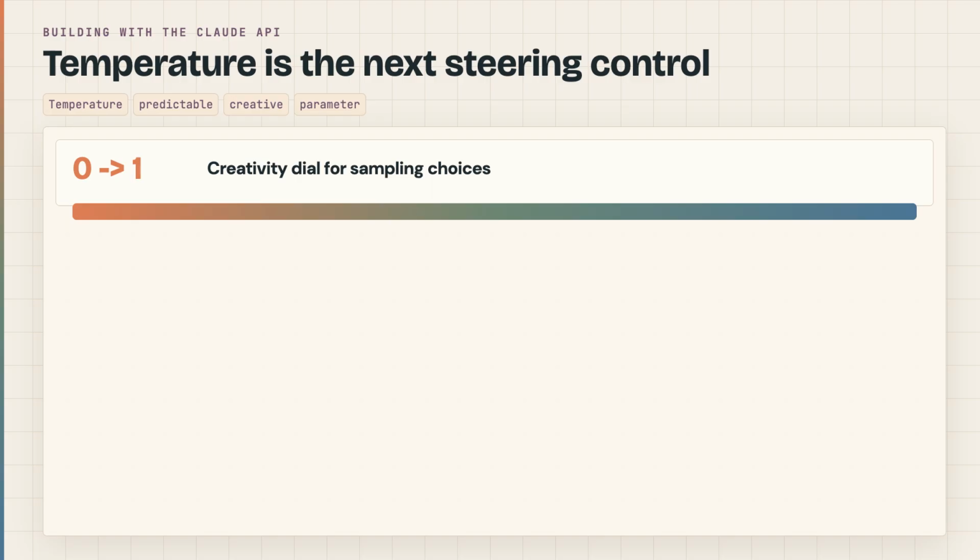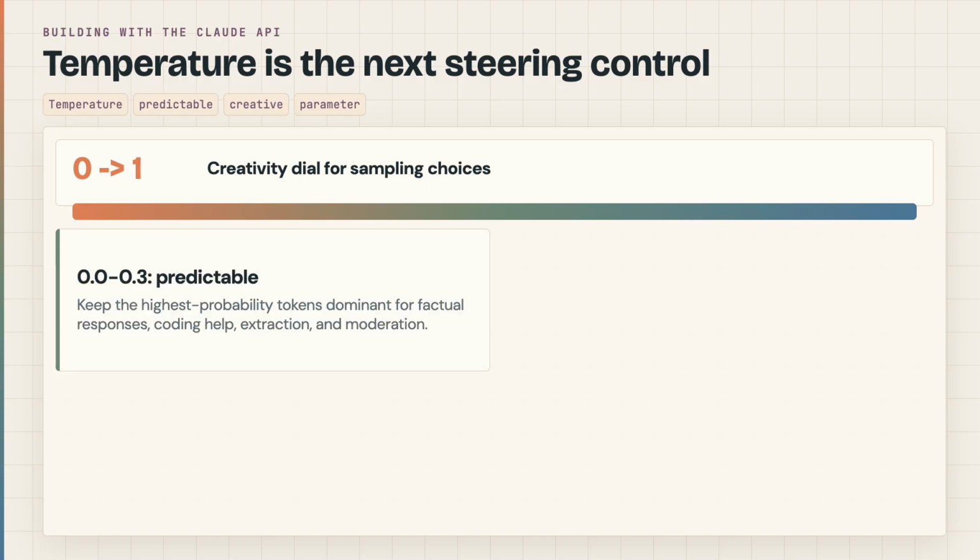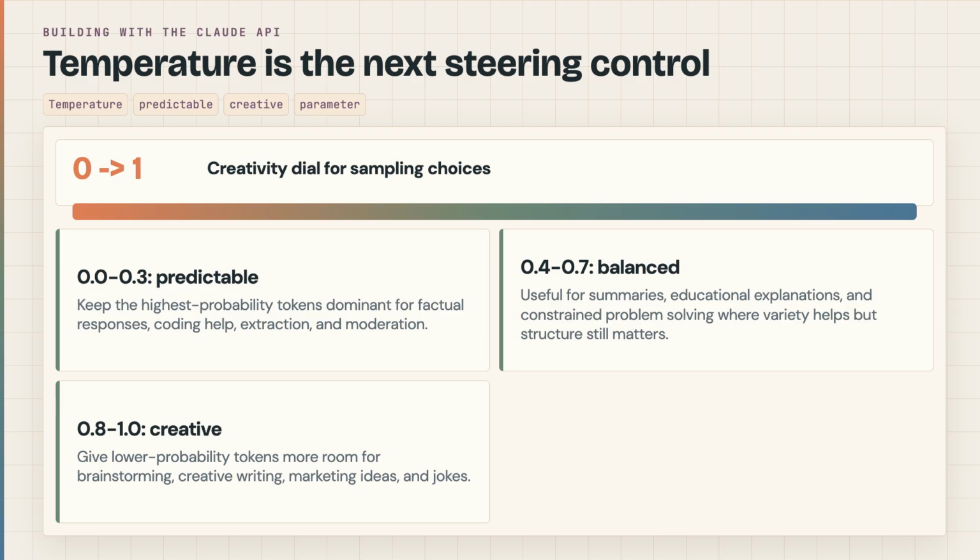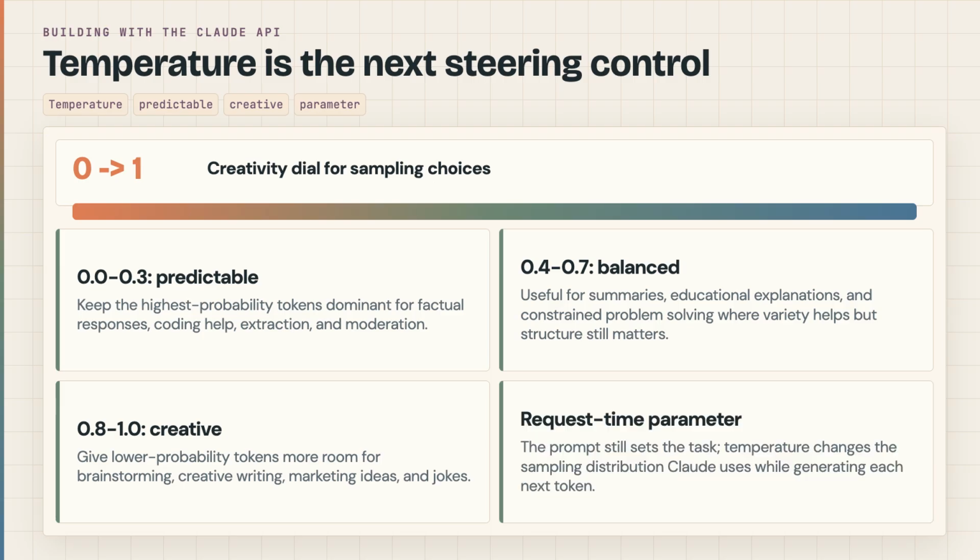System prompts steer the role and style. Temperature steers the sampling behavior. It is a parameter that controls how predictable or creative Claude responses feel. The key idea is simple. Claude still follows the prompt, but temperature changes how the model chooses among possible next tokens while generating text. This is the bridge from prompt wording into runtime behavior. The request can carry both instructions and generation settings.